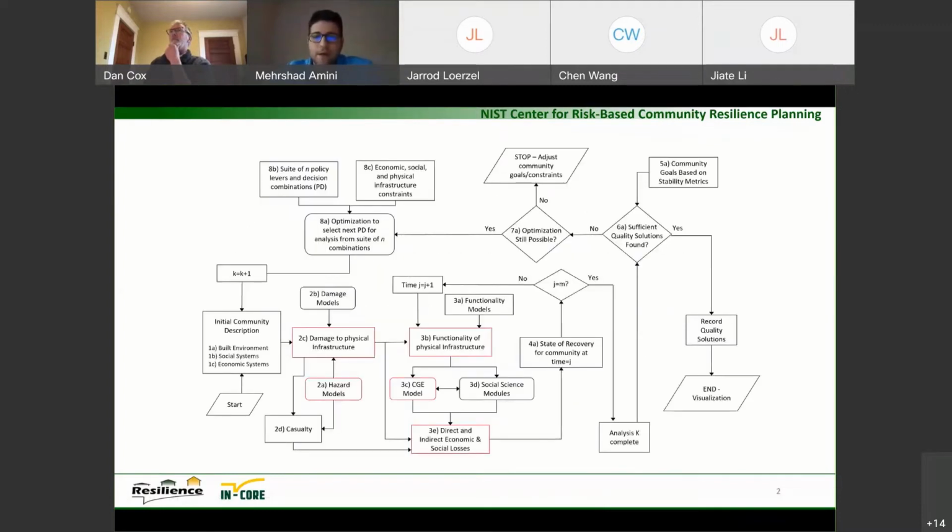Okay. So everyone, that's the NIST INCORE flowchart. Today's talk focuses on the relationship between the hazard model, damage to the physical infrastructure, functionality, and the definition of the input that goes to the CGE model, and a discussion of the direct and indirect economic and social losses for the Seaside testbed.